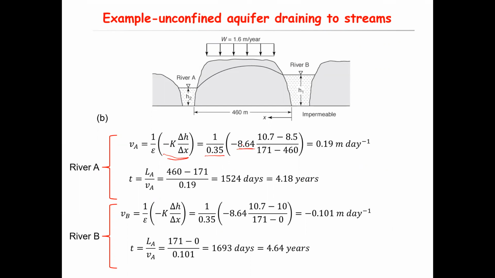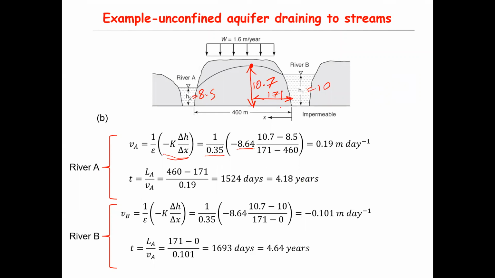That is again given in the question, right? Times delta H over delta X. So we are here, and we just calculated this height is equal to 10.7 meter. In the question, it's given that this height H2 is equal to 8.5 meter and H1 is equal to 10 meter. And we know this distance is 171 meter.